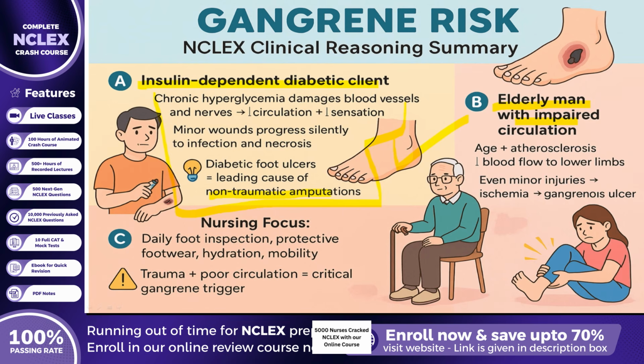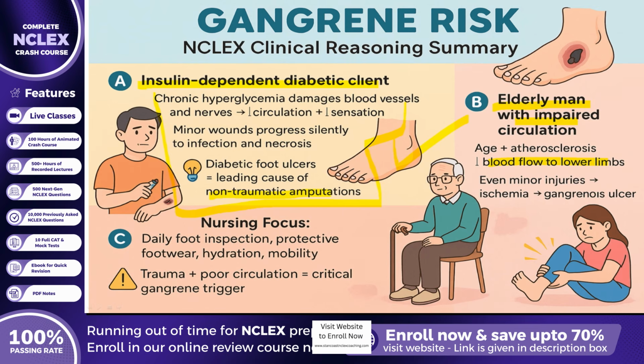Now shifting to option B, the elderly man with impaired circulation. This is also correct. Age-related changes, such as arterial stiffening and atherosclerosis, reduce peripheral perfusion, especially in the lower limbs. Even a small cut or pressure injury on the foot can progress into a gangrenous ulcer if blood flow is not restored. Nurses must prioritize preventive foot care, including regular inspection, protective footwear, and maintaining adequate hydration and mobility to promote circulation.